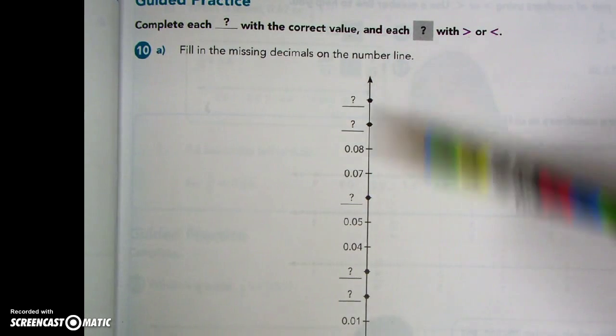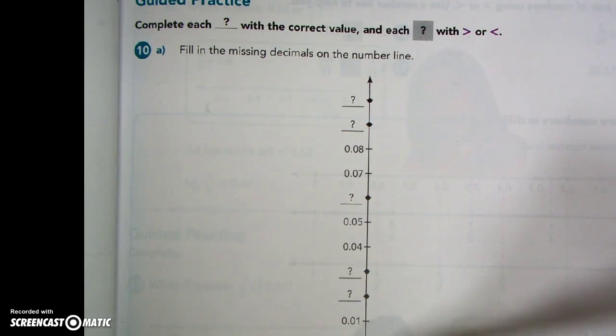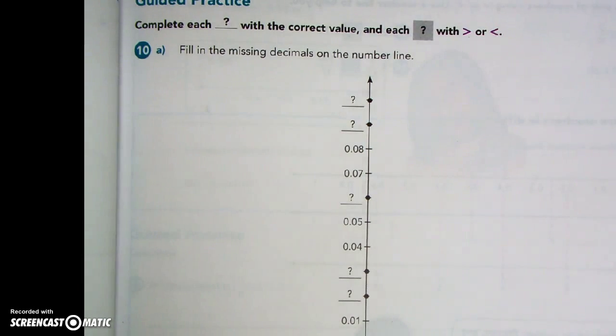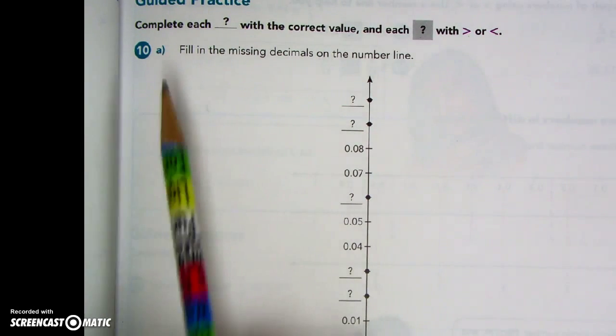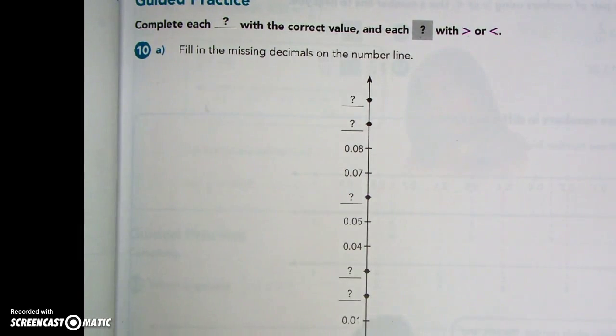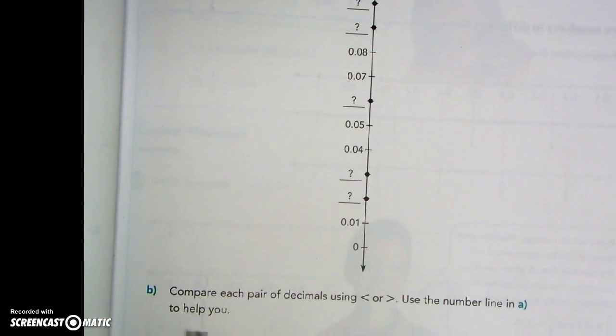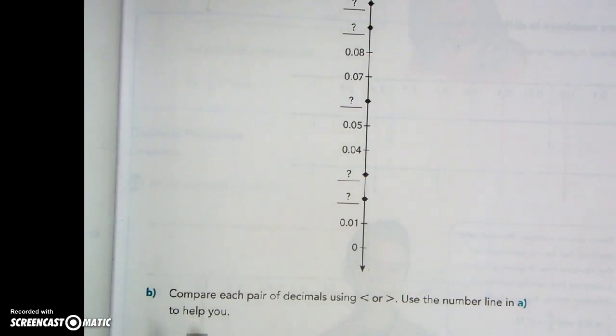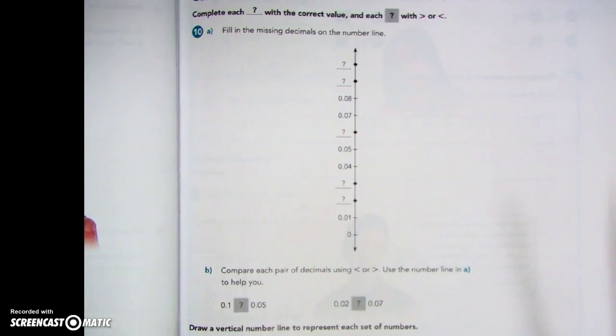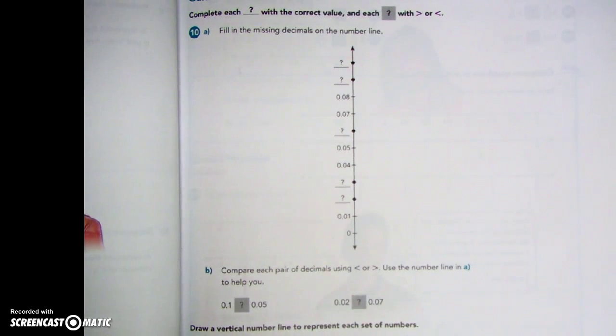So the number line is here. It's a vertical number line. And it's saying that we need to compare each pair of decimals using greater or less than. Use the number line in A, which is up here, to help you. And that's where I'm reading on B right here. I'm going to scoot it back a little bit so I can see my whole book. Hopefully you guys can still see it. There we go.